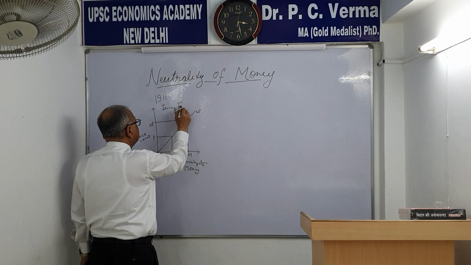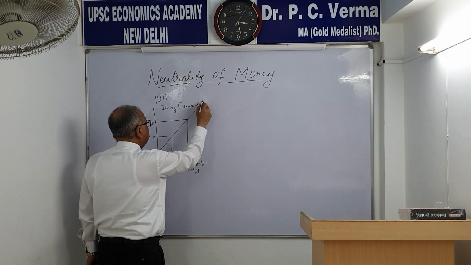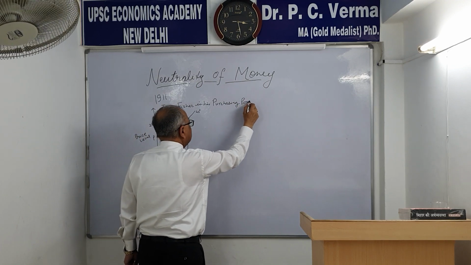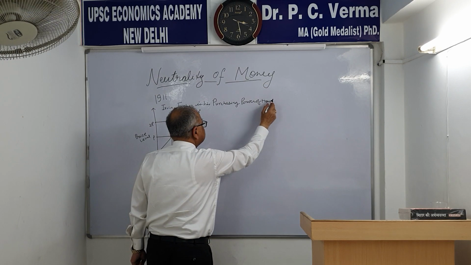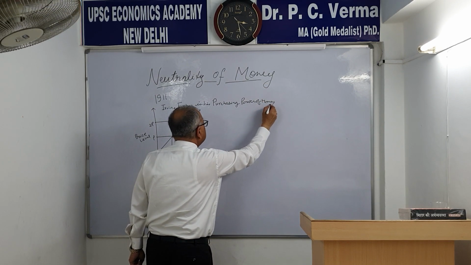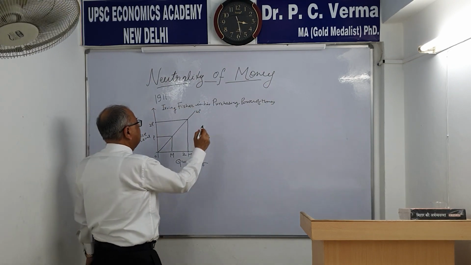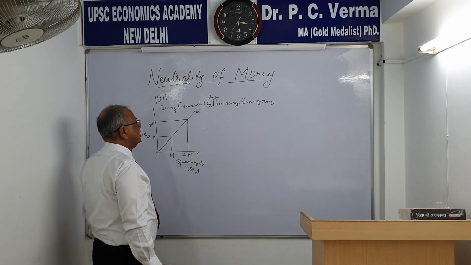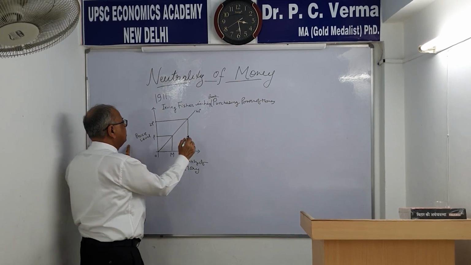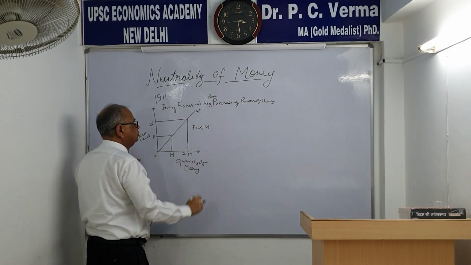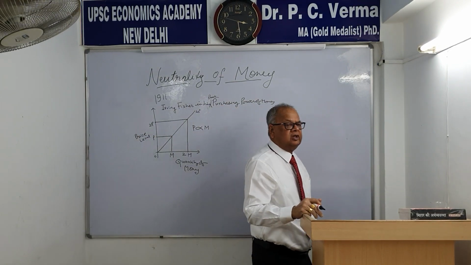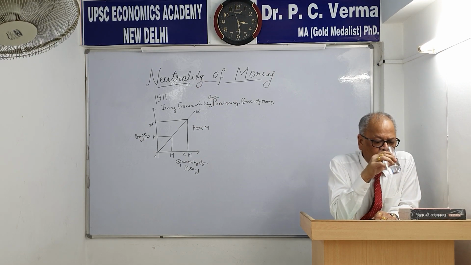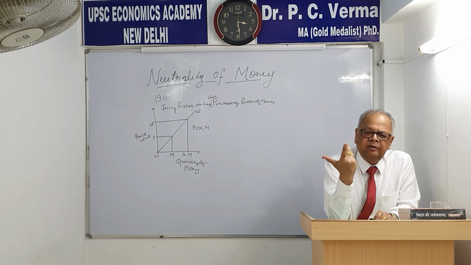Irving Fisher, in his book Purchasing Power of Money, says that price is directly related to M. With an increase in the money supply, there will be an increase in the price level. Then how can we say that money will be neutral?